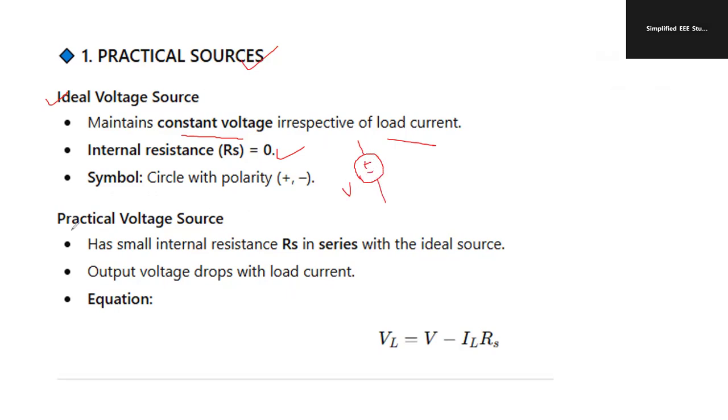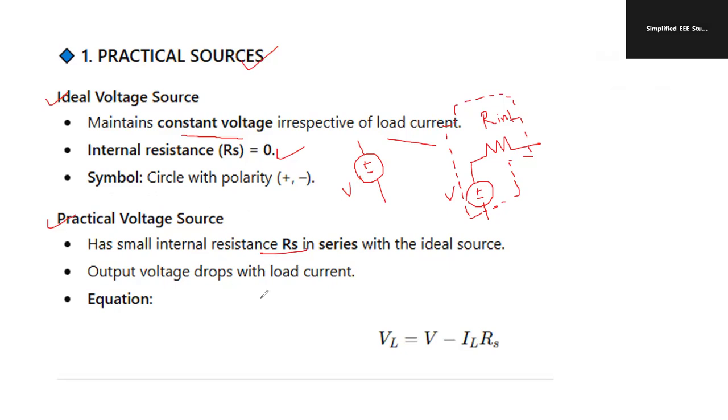Next is the practical voltage source. It has a small internal resistance. So along with the ideal voltage source, you connect one internal resistance, which you can call R internal. Altogether we call this a practical voltage source. So I think you got an idea about the ideal voltage source and the practical voltage source.